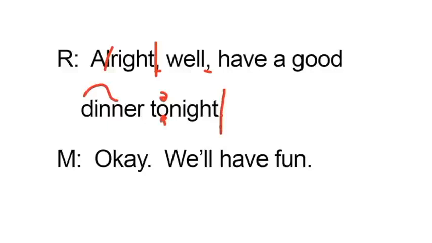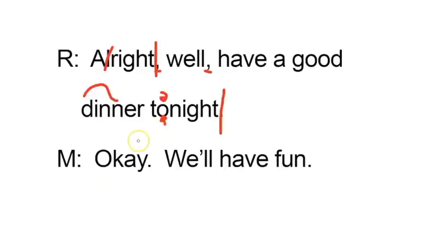Here again, we're entering small talk to get off the phone. I tell my mom to have a good time. She responds, okay, we'll have fun. Okay, we'll have fun. The intonation of okay goes up. It shows that she's not done talking yet. She's going to say one more thing. Okay, we'll have fun. The word fun then goes down in pitch, so I know it's the end of her thought.